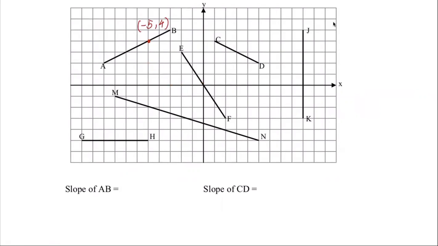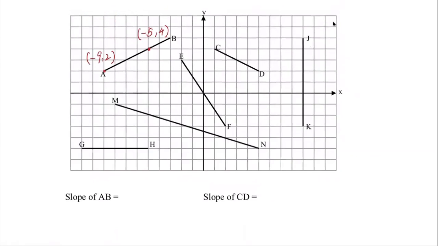Let me find another point. Let's use A, for example. 1, 2, 3, 4, 5, 6, 7, 8, 9, and 1, 2. So this is minus 9, 2. Now we have the coordinates of 2 points on the line segment, so we can use the slope formula to find the slope.